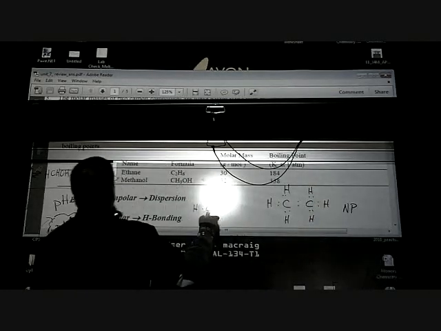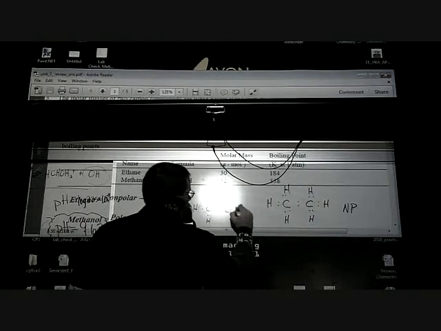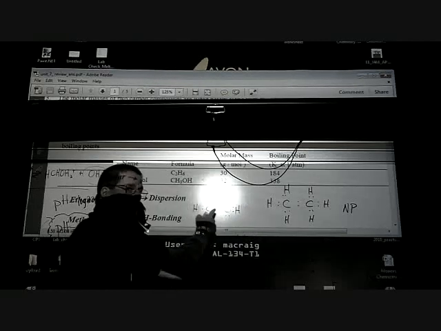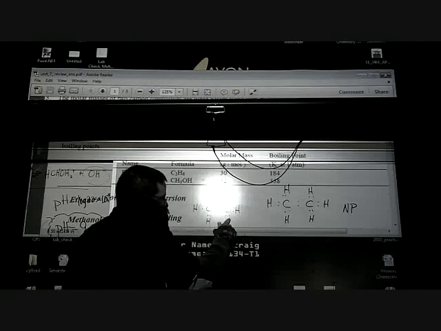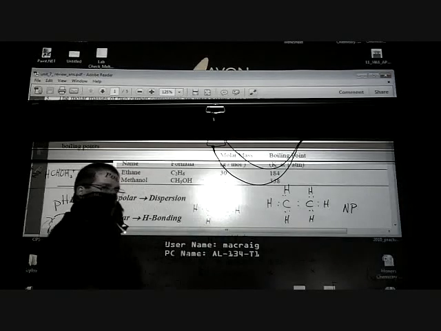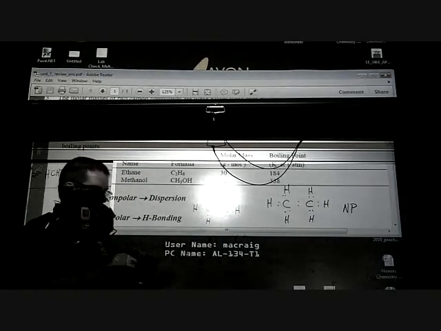However, if you look at the methanol, here's what we have. Okay, so I have carbon and oxygen, so they're not the same in the middle. There are lone pairs, so that's a polar compound. And also we have a hydrogen bound to the oxygen, which makes it a hydrogen bond.